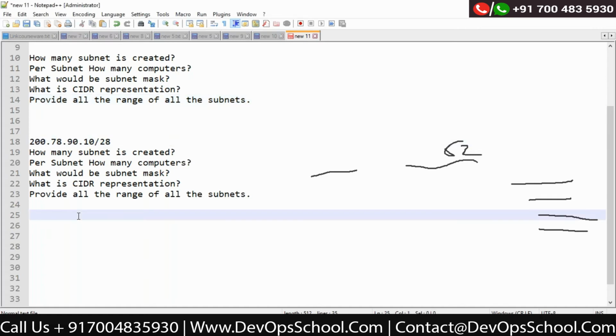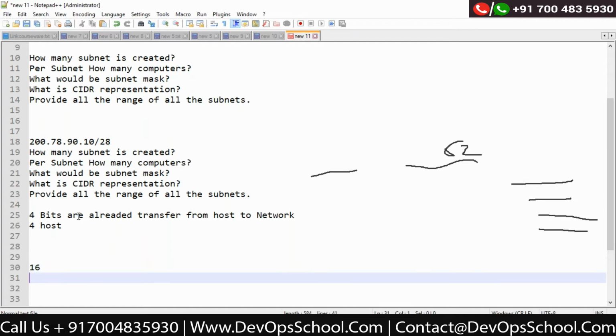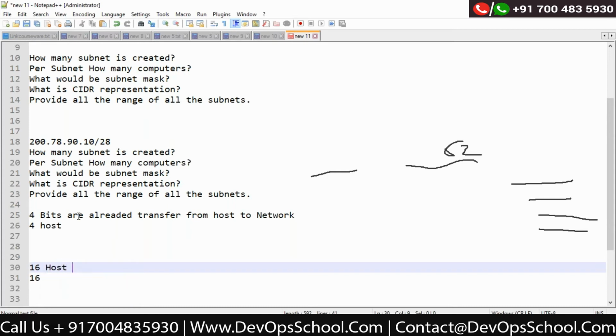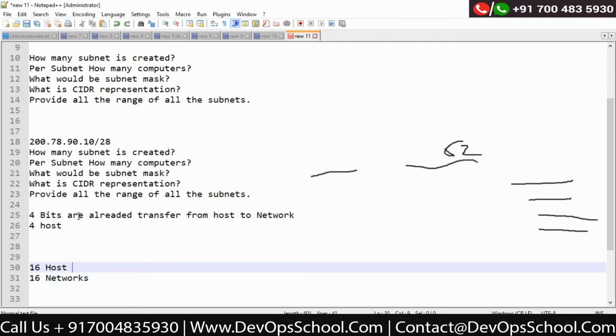Here it is 28. That means 4 bits are already transferred from host to network. Correct? The only bits remaining are 4 for host. It's simple: 2 raised to 4 is nothing but 16. 2 raised to 4 is 16. So the number of hosts and number of networks would be here. Correct? Actual usable would be 16 minus 2.